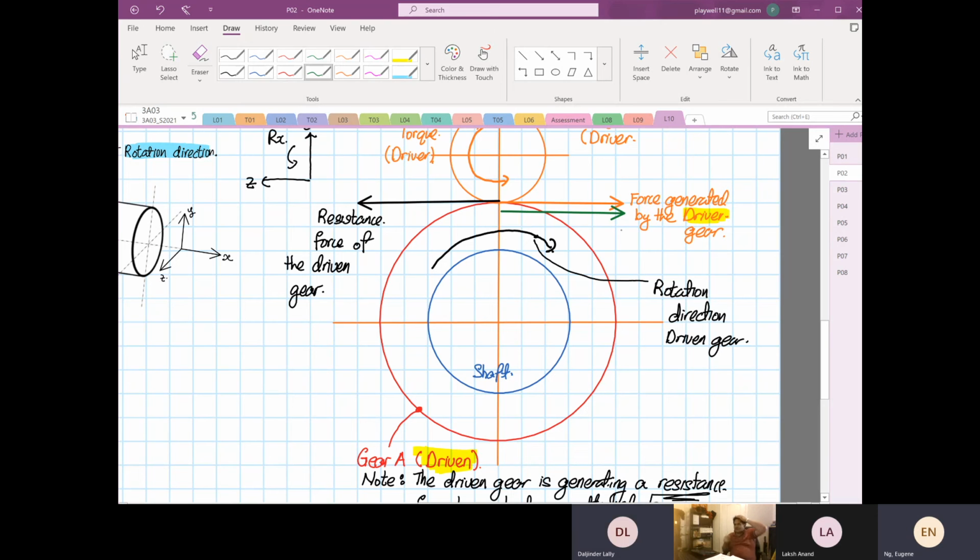The net force would still be in the other direction, right? The net force depends on where, sorry, the summation of the net force will be equal to 0. Later on you will see this. If we say that the driven gear is generating a force following the driver, what we are saying means the driven gear is helping the motor, right?